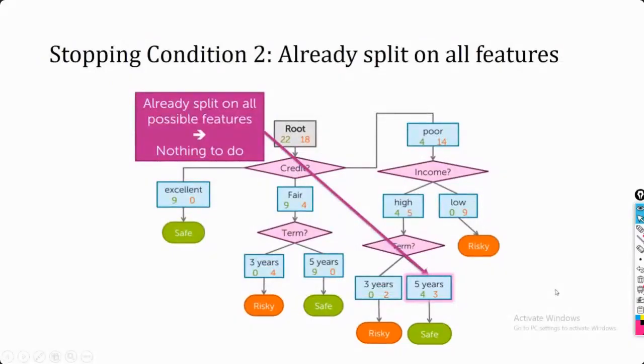Now in another case, you can also use a straightforward way to stop your algorithm. In a particular path, if you have considered all of the attributes, so there is no attribute left, I can stop at this point also. Suppose here we had three attributes, credit, income and term. Although we are not getting a pure division, I have considered each of the attributes, so that means no attribute is left to consider.